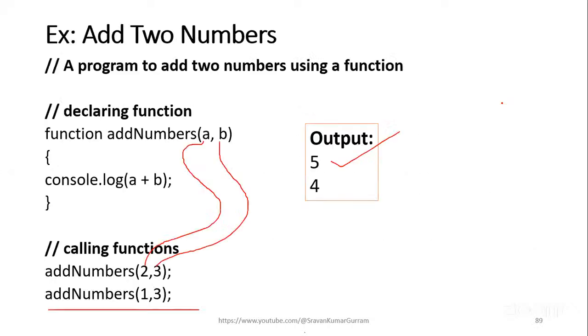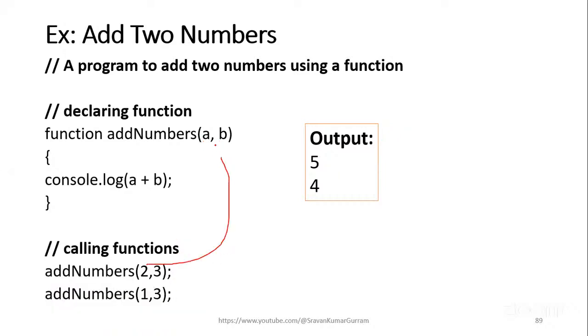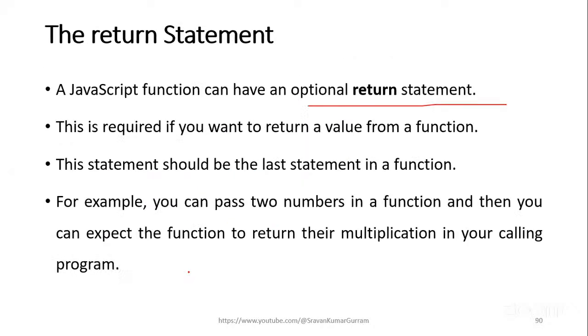In the previous example, we pass the values to the function. But suppose you want values from the function, how do you return the values from the function to the calling place? For that, we use the return statement in the function. The return statement is generally used to return the values from the function to the function calling place.